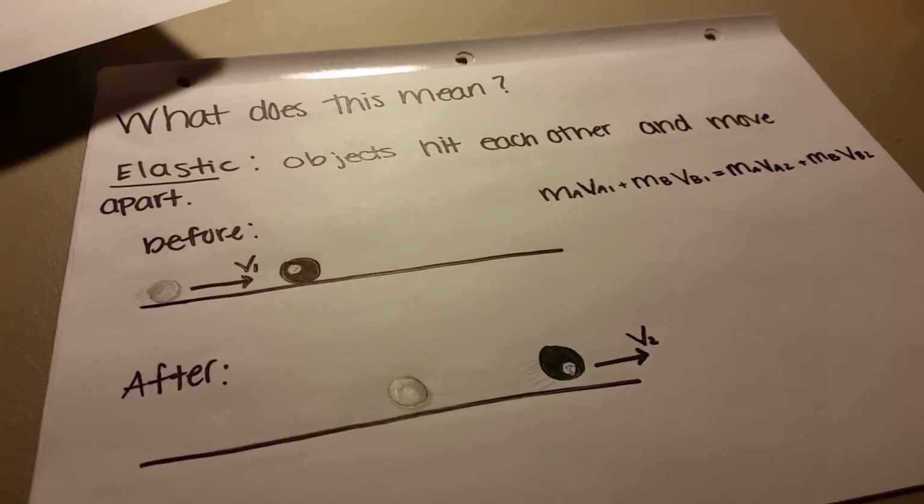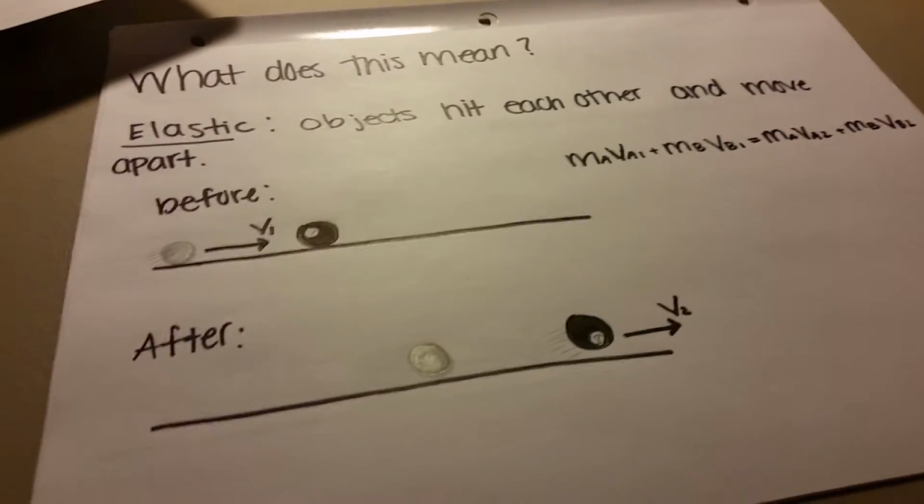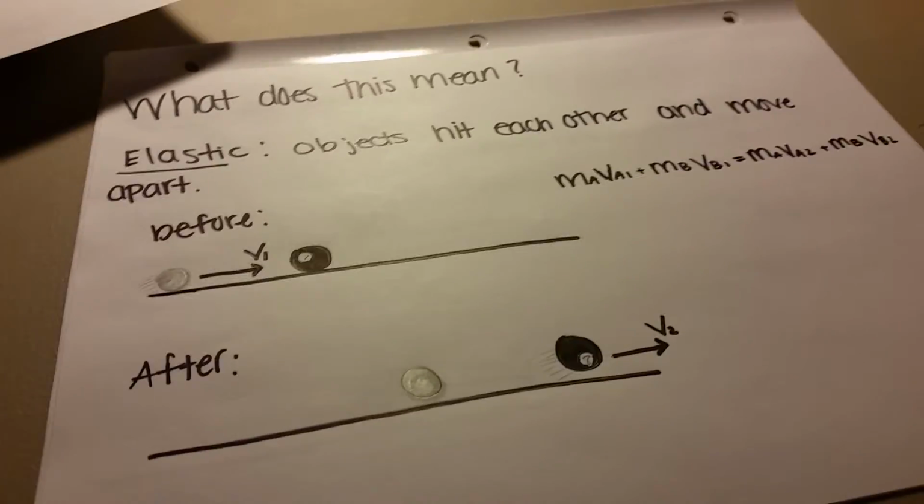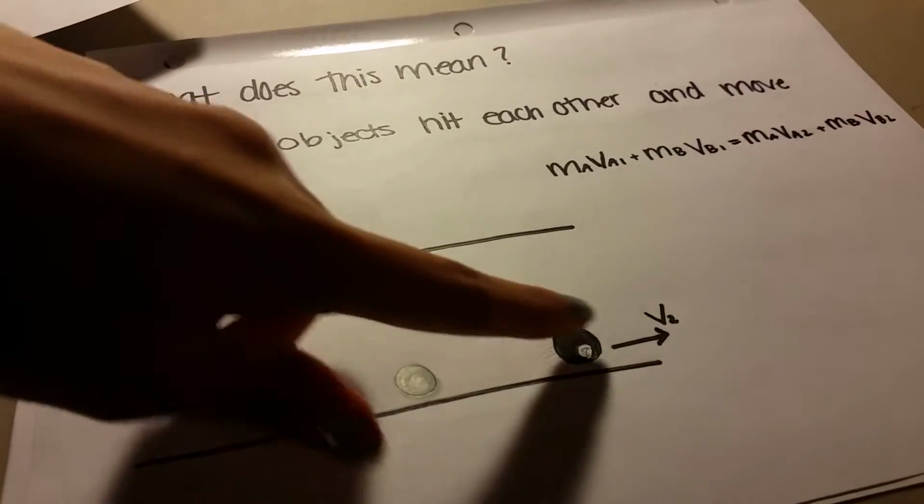To put it simply, for an elastic collision, the objects hit each other and move apart. Take, for example, when you play pool. The ball hits the 8 ball and both of them just keep on moving.